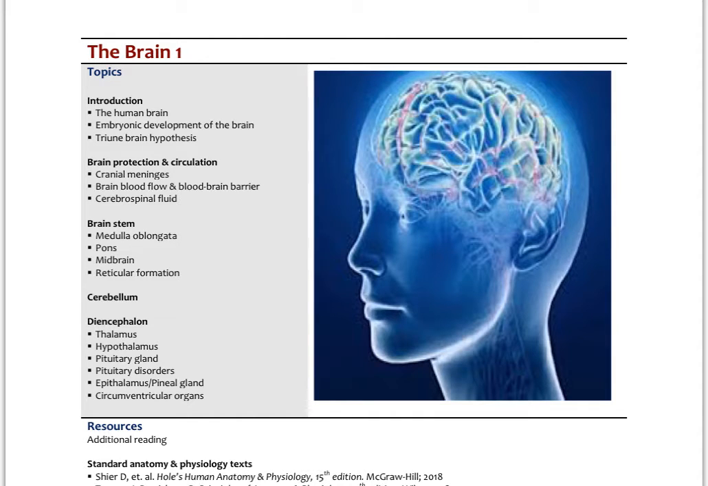In the second lecture on introductory brain concepts, we're going to look at the protection of the brain via the meninges and the arterial and venous circulation of the brain. That's going to be important to understand when we look at things like stroke and how a stroke can affect different parts of the brain. And then we'll discuss cerebral spinal fluid, which flows through two layers of the meninges.